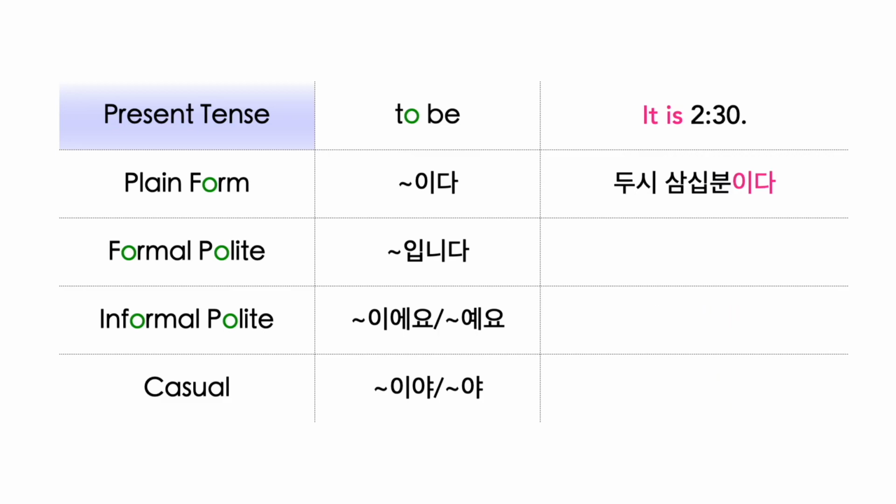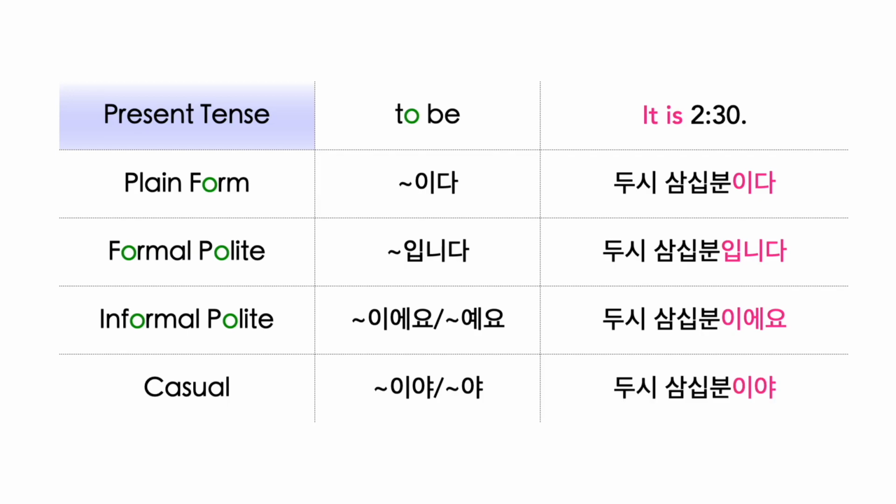2:30 is 2시 30분. In the plain form, it is 2시 30분이다. In a formal polite way, 2시 30분입니다. As you see here, 2시 30분 ends with a closed syllable. To say it in an informal polite way, you say 2시 30분이에요. In the casual way, it is 2시 30분이야.